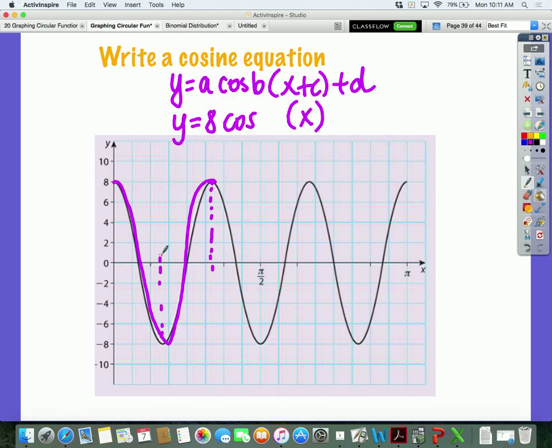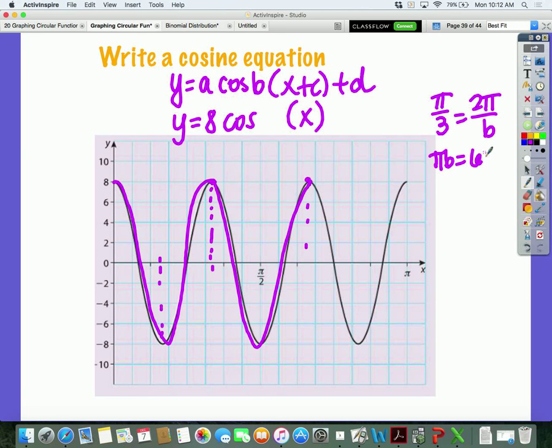I can try to do 2 cycles. Let me see. Don't know what that is. Still don't know what that is. However, I do know that I go through, go ahead Harrison, 3 cycles of pi, so you just divide it by 3, so one cycle is pi over 3. So our period is pi over 3. That means that 2 pi over b has to equal pi over 3. Cross multiply, and b is 6.